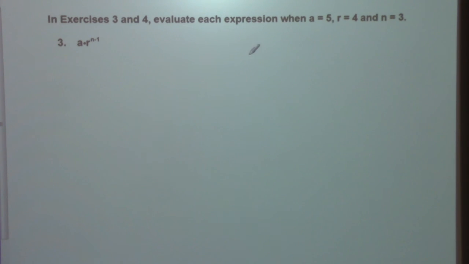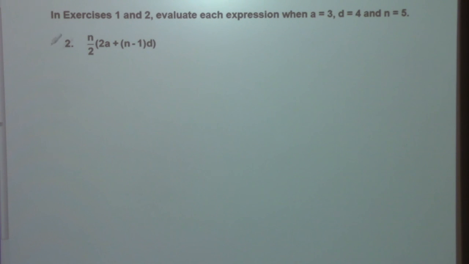And now we have exercise 3 and 4. We have the same thing. Now I do want to say one thing, the vocabulary. In the language of sequences, D is called the common difference. And it applies to arithmetic sequences. And here you have D times a certain thing. That's called a common difference. So you're going to run into that letter D in the next few days.